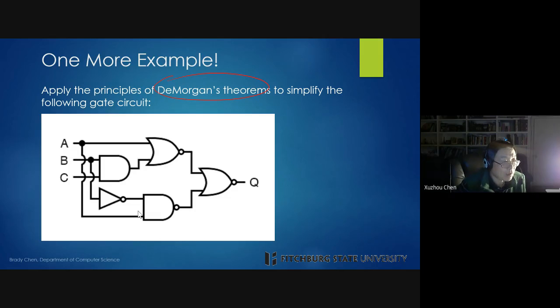Okay, so here's one more example. I'm not going to talk about this example in the class, but if you want to work on this, you can check the PowerPoint I published on the Blackboard, so you can take a look. So you have a 3 input: A, B, and C.